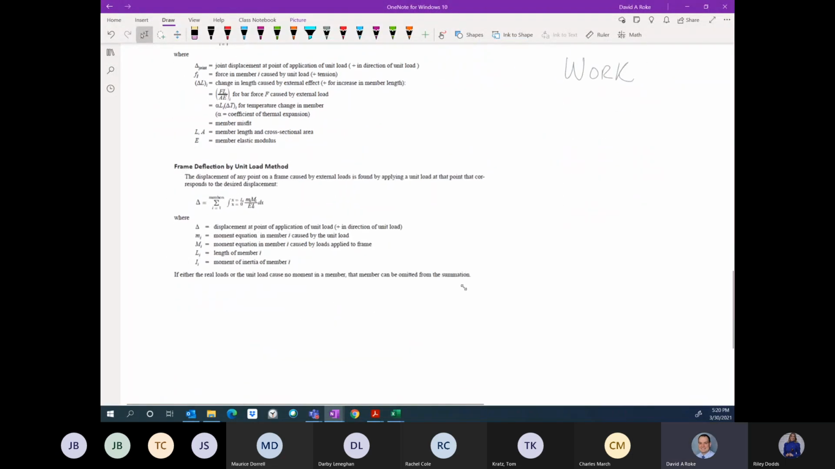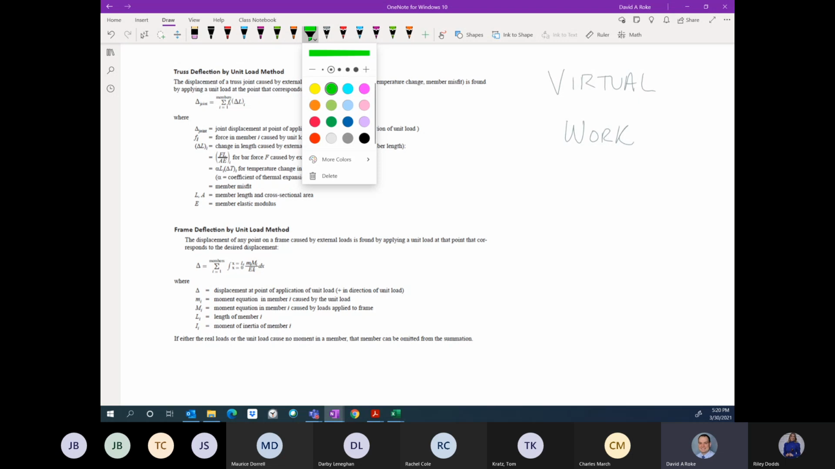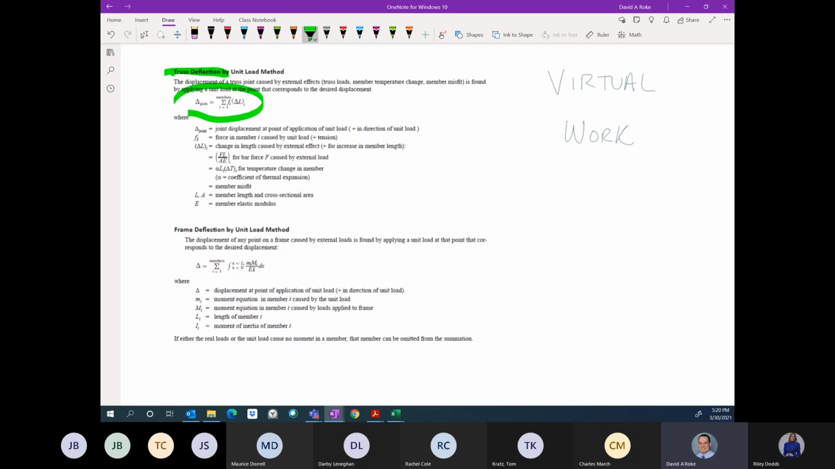All right, and both of these methods here where we're looking at trusses and again where we're looking at our frames, these are both variations of virtual work. So there's trusses with this equation here, and we also have frames or beams with this deflection equation here.